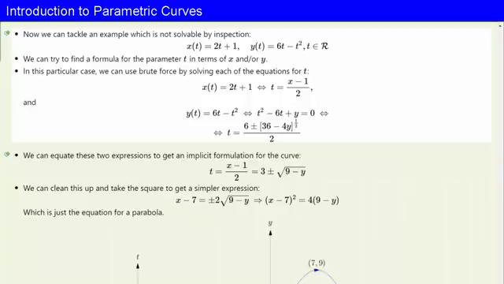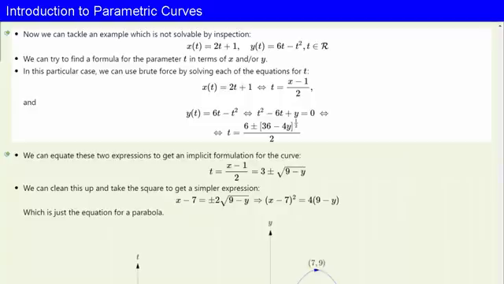In such cases, we can try to find a formula for the parameter t in terms of x and/or y. In this particular case, we can use brute force by solving each of the equations for t. x of t is equal to 2t plus 1, which you can solve to get t equals x minus 1 over 2. y of t is a quadratic in t. y equals 6t minus t squared. In other words, t solves the quadratic equation t squared minus 6t plus y equals 0. And that, by the quadratic formula, has the solutions t equals 6 plus or minus the square root of 36 minus 4y, over 2.